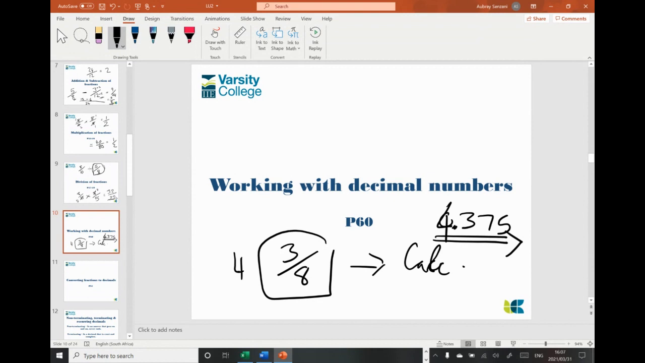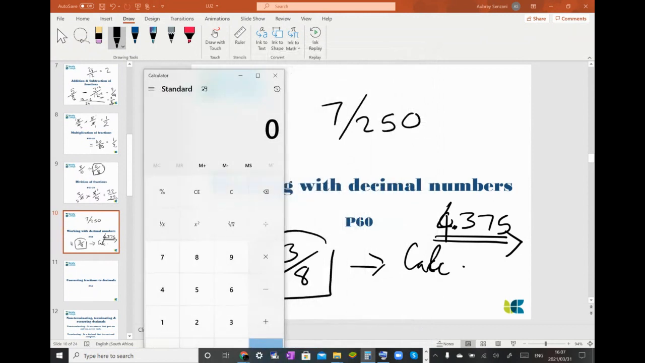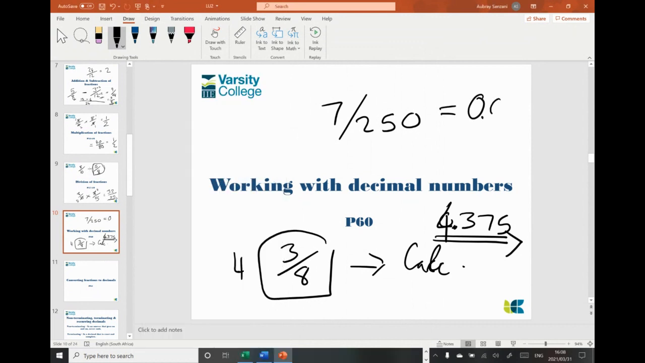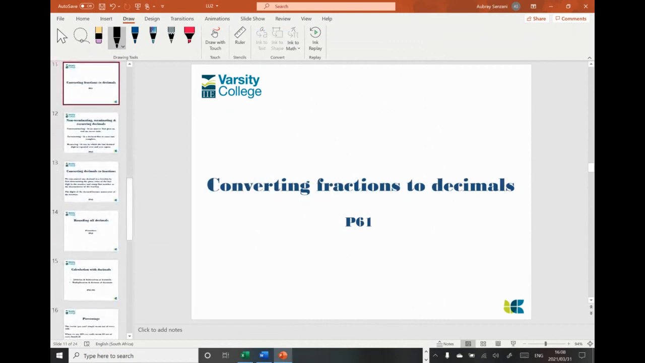So it's pretty simple. All you need to do is divide the fraction in your calculator, and then you will get the decimal number. Same principle with this 7/250. Let me pull out this calculator. So we say 7 divided by 250. As a decimal, that's going to be 0.028. We'll do some of these things together in class when I see you next week, but now we want to just do the theory side to it all.